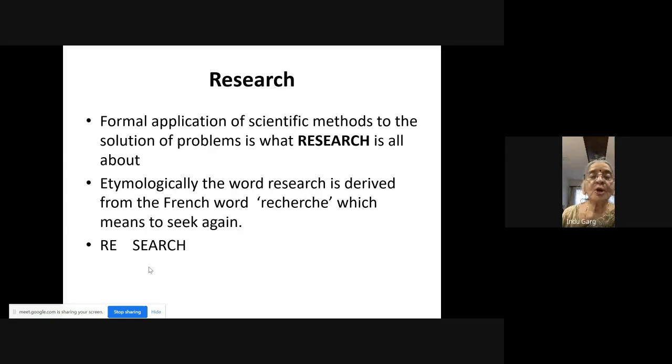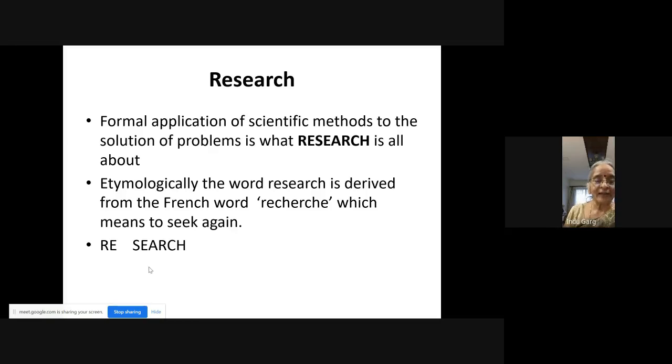Now, etymologically, in other words, if you look at the origin of the word or the history of the word formation, research is derived from the French word. I don't know how to pronounce French, but it is recherche. I don't know how it would be pronounced. If someone knows French, they would be able to do it better. But it is derived from the French word and it simply means to seek again.